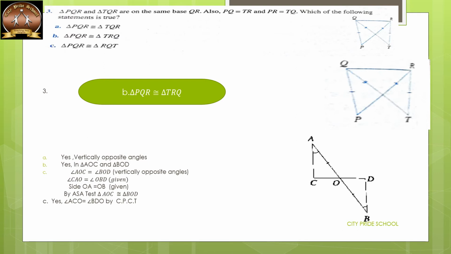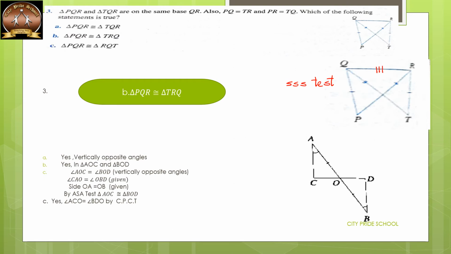So now let us first see the question. They are saying that these two triangles are on the same base, so QR is common to both of these triangles. So I can say that triangle PQR is congruent to TRQ by SSS test, because the three sides of one triangle are equal to the corresponding three sides of the other triangle. But how to write it?